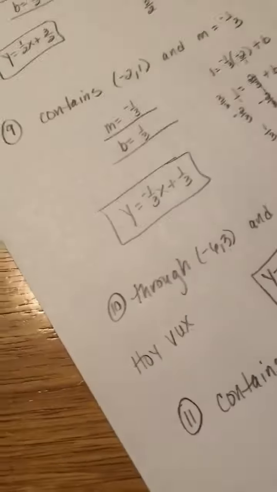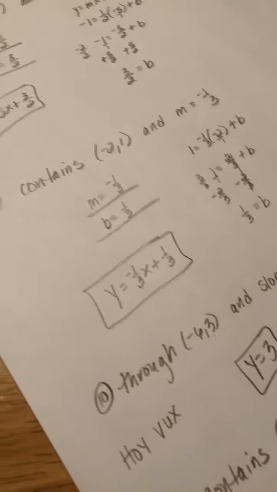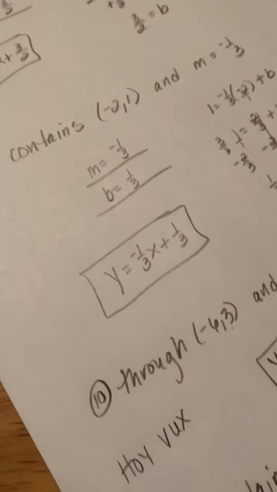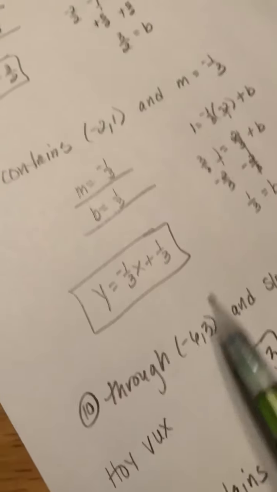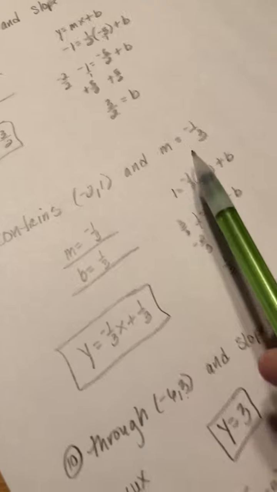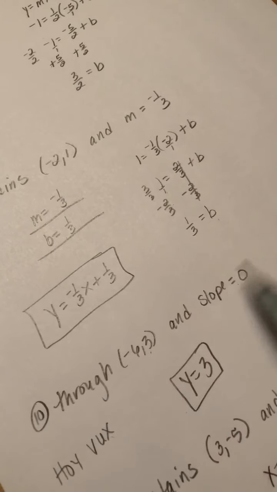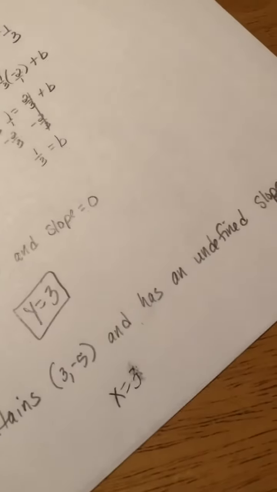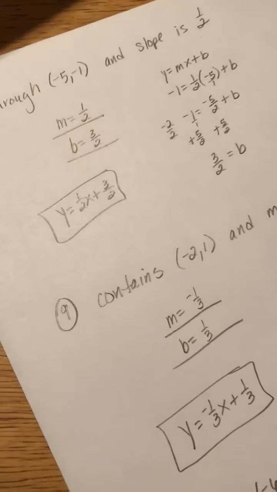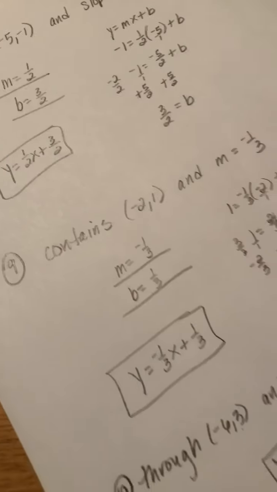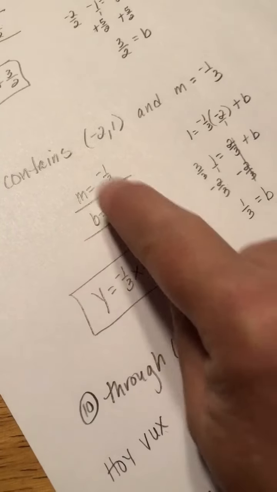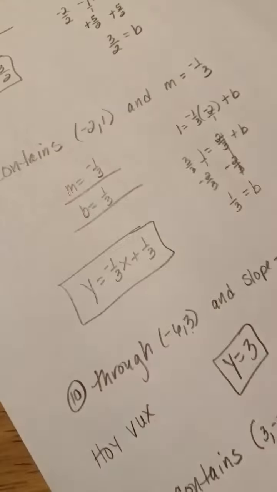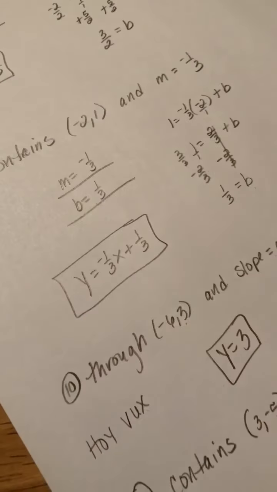So one of the biggest things is make sure on this homework, they're going to give it to you in all different formats. So they may say contains an ordered pair, through an ordered pair, M equals, or slope equals, or is undefined slope. They'll give it to you in all different formats. You just have to keep with the same process, and that we need to name M and B each blank. Once you fill in both blanks, you can write out your final answer and you're done.